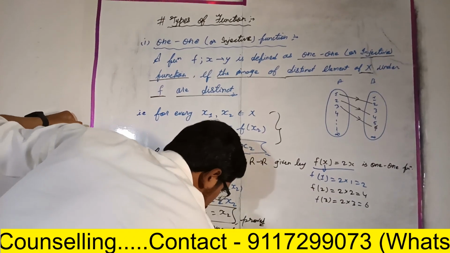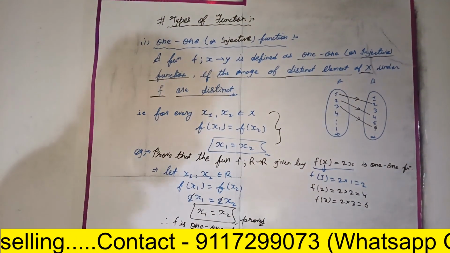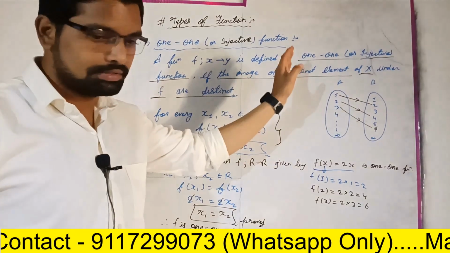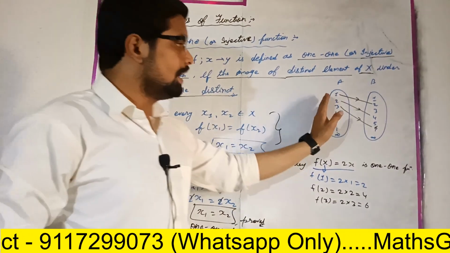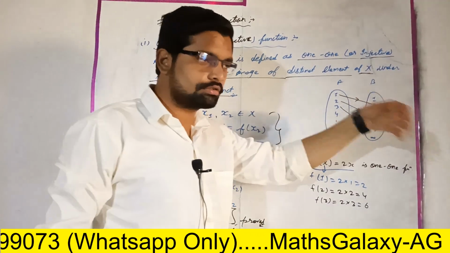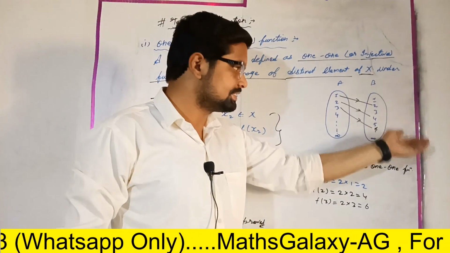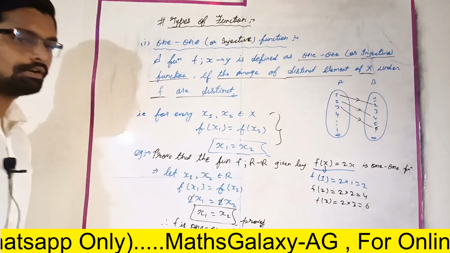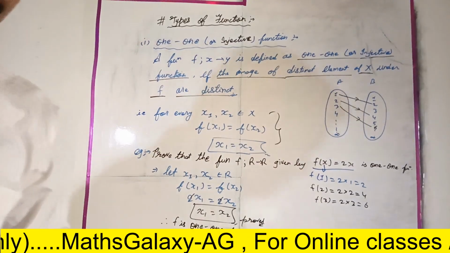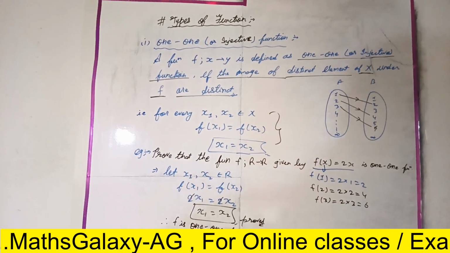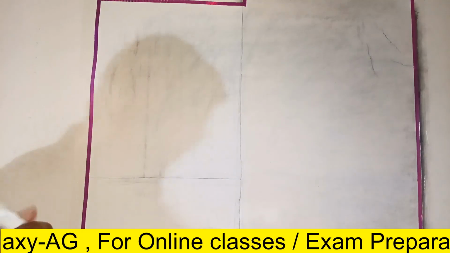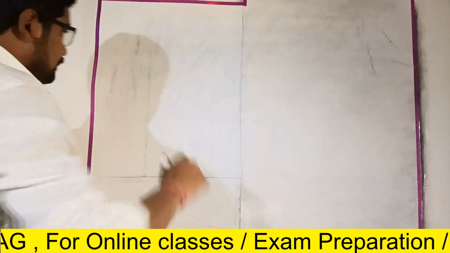One-one function, okay. Is it clear? One-one function means each element of the set A has a unique image, only one image, in set B. So that type of relation will be known as the one-one function. Note it down. Now let's see the next type, that is many-one function.